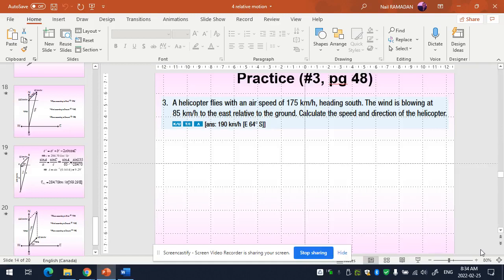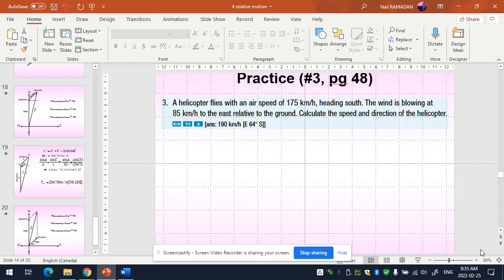Remember, the minimum number you need for a relative motion problem is how many? 3 objects. What 3 objects can you identify here? Ahmed, give us just one. The ground. Okay, someone who is the absolute observer, just looking up. Object number 2, Eric: the helicopter. Object number 3, what's left? Is it flying in vacuum? No, it's the wind or the air. All right, perfect. So calculate the speed and direction of the helicopter.